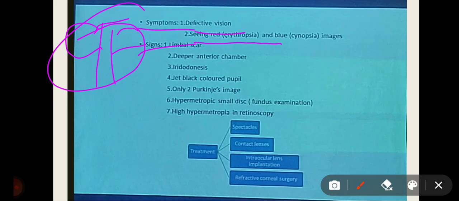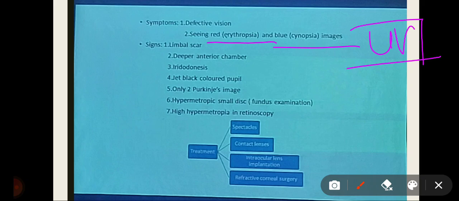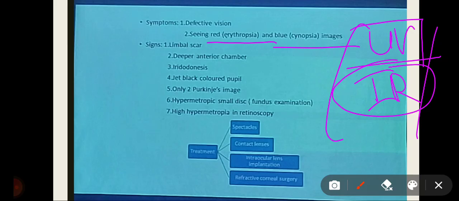Next is seeing red, that is erythropsia, and blue images, cyanopsia. That is seeing red and blue images. This occurs due to excessive entry of ultraviolet light and infrared in the absence of the crystalline lens. Too many UV and IR rays penetrate the eye due to the absence of the lens. This causes erythropsia and cyanopsia.